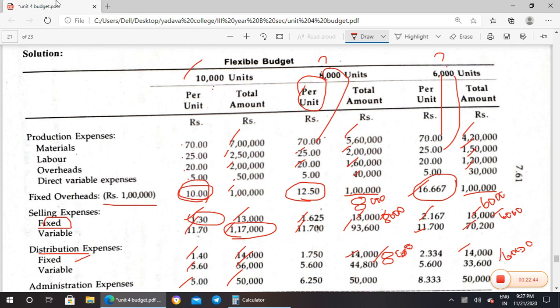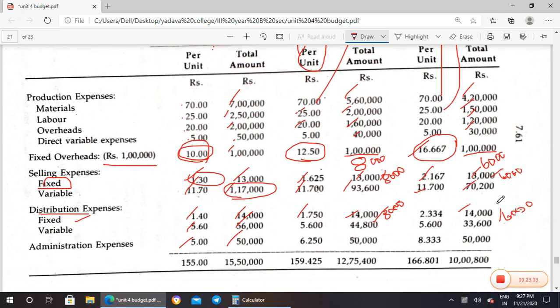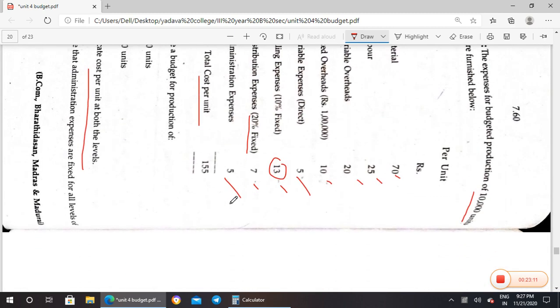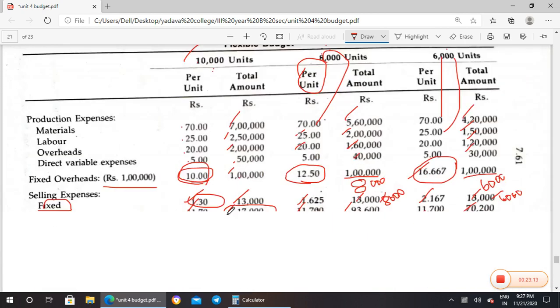Sorry, I cannot write it clearly. I will erase it and write it clearly. So 8,000, 14,000 divided by 8,000, you will get the per unit rate of 1.750. When we divide 14,000 by the given 6,000 units, it is 2.334. So likewise we have to do for the rest of the problems.